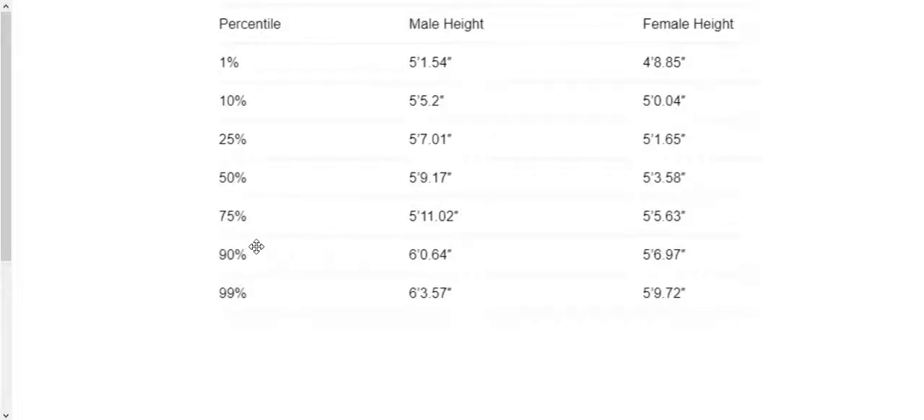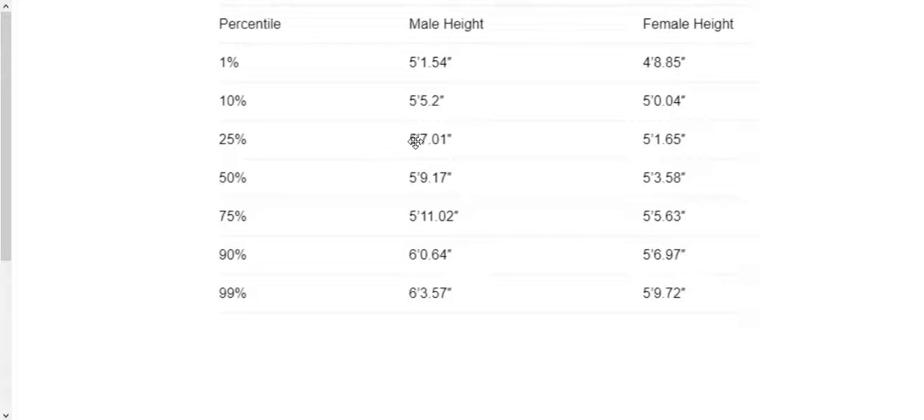Let me give you an example of what a percentile is. At 6 foot 0.64 inches for a male height, so a little bit over 6 foot tall, that places you in the 90th percentile. What that means is that 90% of people are shorter than you. All right, 90% of males are shorter than you if you are this tall.